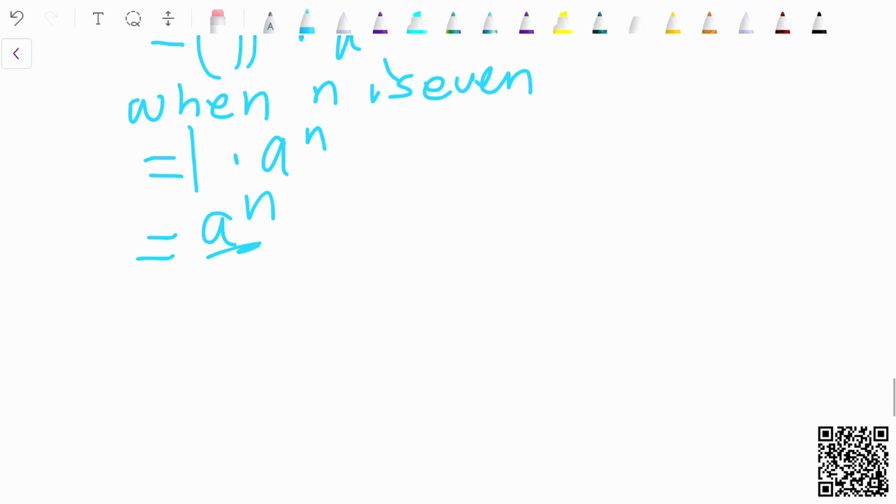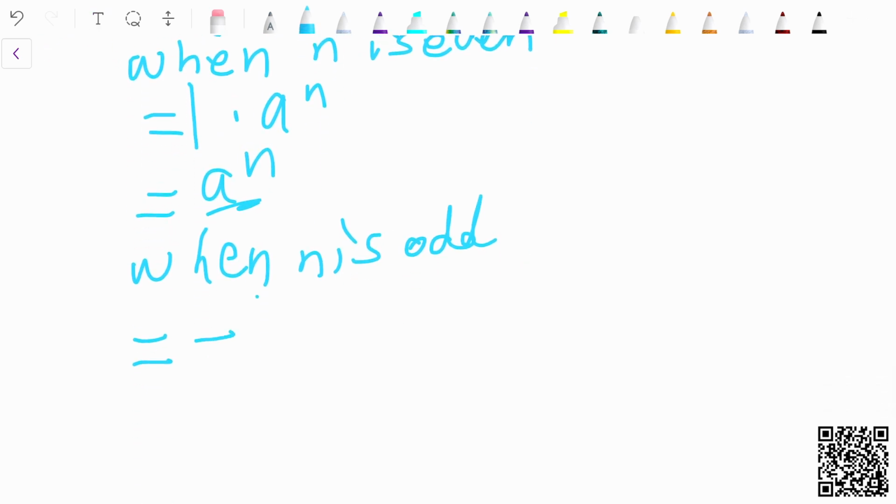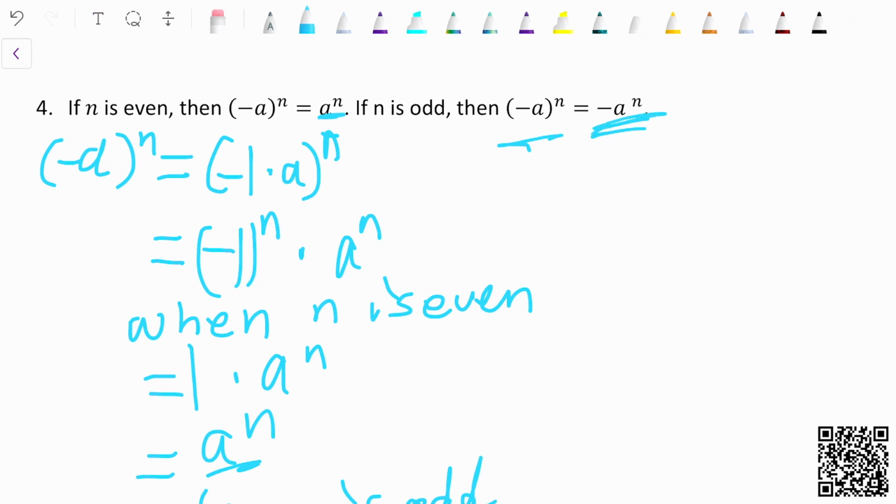But when n is odd, you guys also know this, that when a negative number is multiplied by itself an odd number of times, it stays negative. So when n is odd, it would stay negative 1 times a to the power of n, which would then equal negative a to the power of n, which also matches good old negative buddy up here.